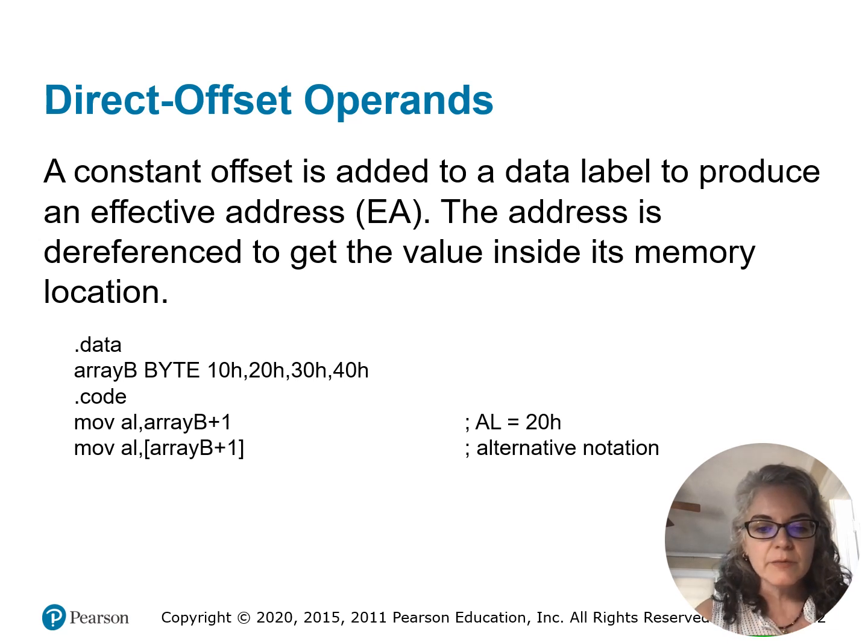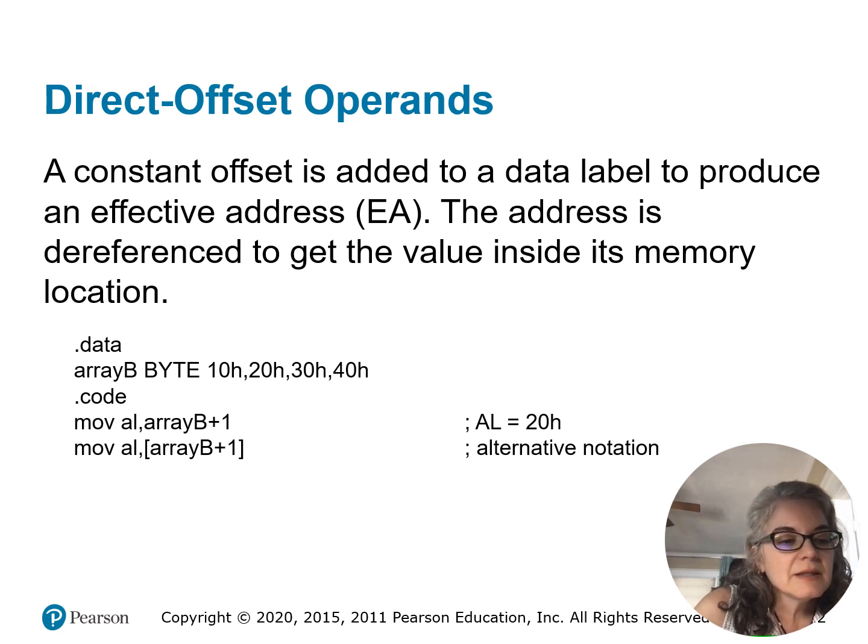Okay, direct offsetting. We looked at this last time, and we coded some direct offsetting. In this example, we have an array called arrayB, which contains byte-size data. Each of these separated by commas is 1 byte. So we have 1, 2, 3, 4 bytes. This is a 4-byte array. If you do 4 times 8, it's 32 bits. So this array contains 32 bits, or 4 bytes.